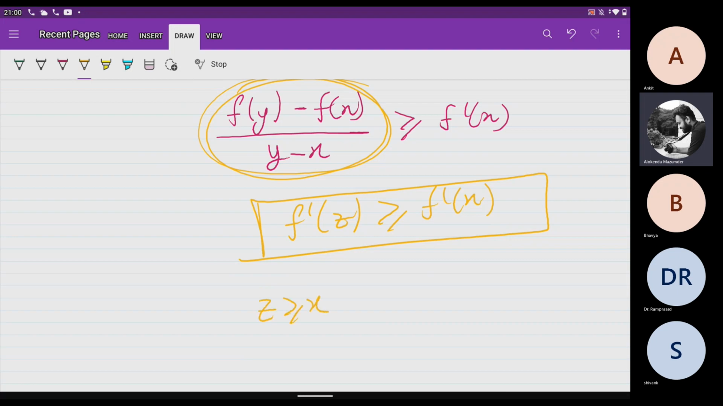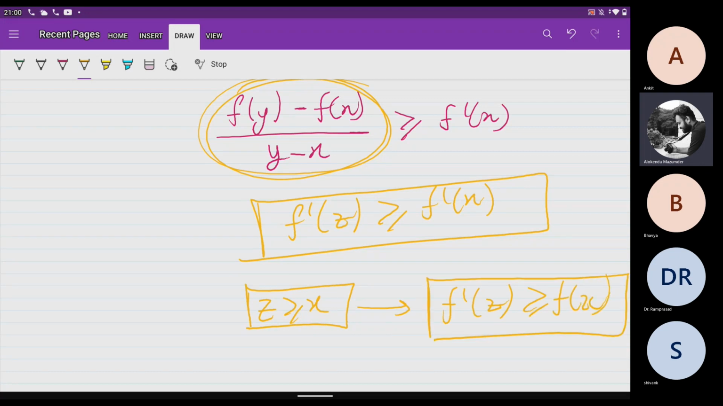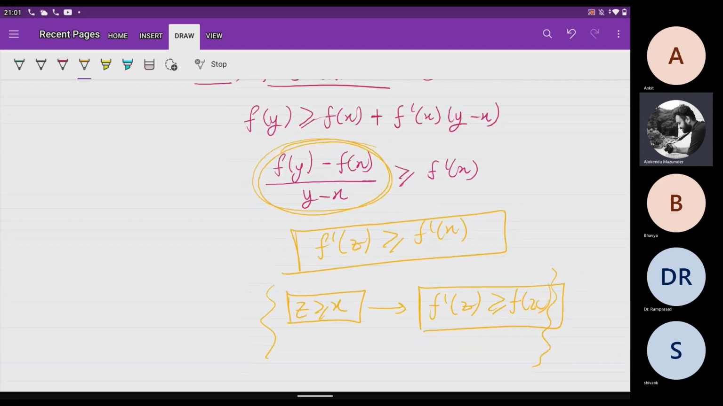We claimed that z is greater than or equal to x, and we proved that f dash of z will also be greater than or equal to f dash of x. Hence, for convex functions, the gradients are always non-decreasing. Did you get this proof, or do you have any doubt?